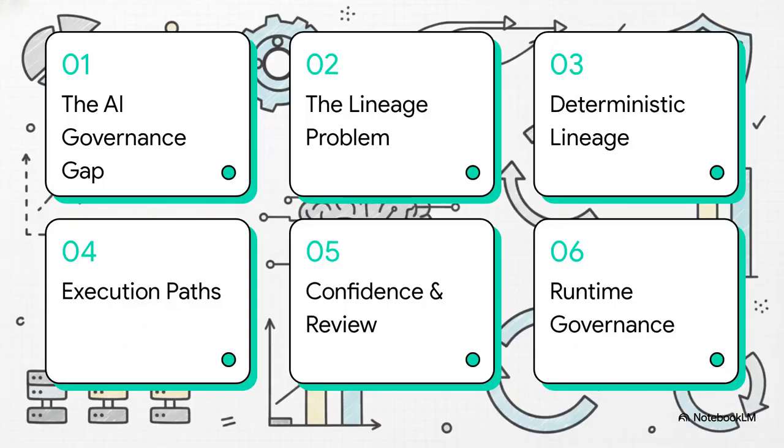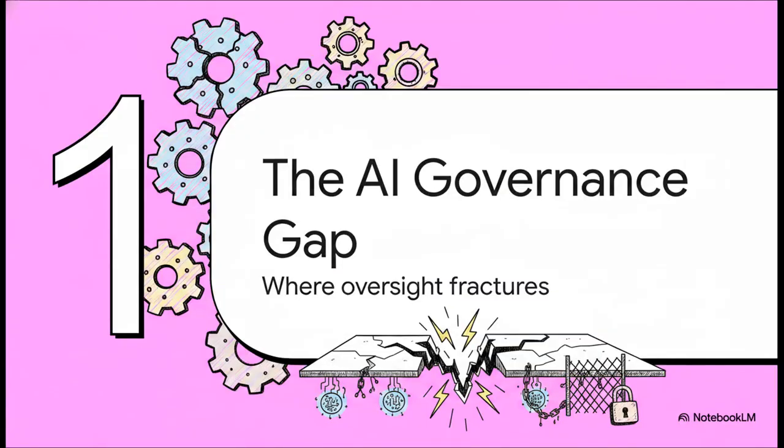Here is our roadmap for today. We're going to start with the AI governance gap, then explore the lineage problem and see exactly how to build deterministic lineage. After that, we'll reconstruct execution paths, look at how to integrate human review, and finally, shift our focus toward continuous runtime governance.